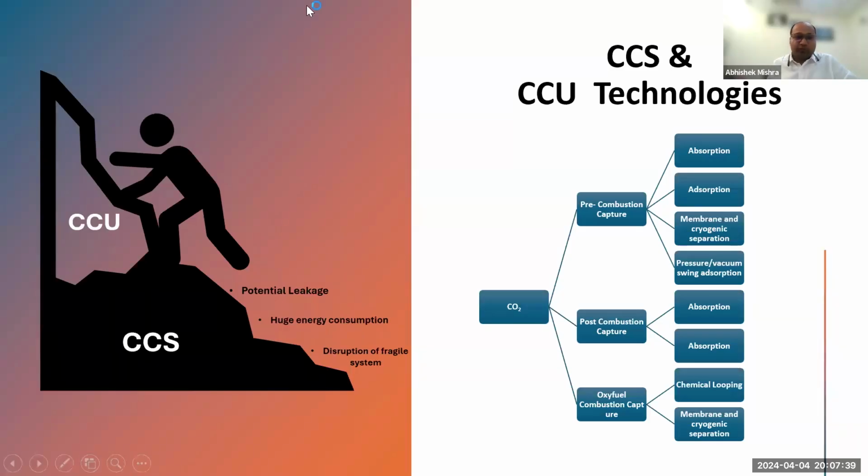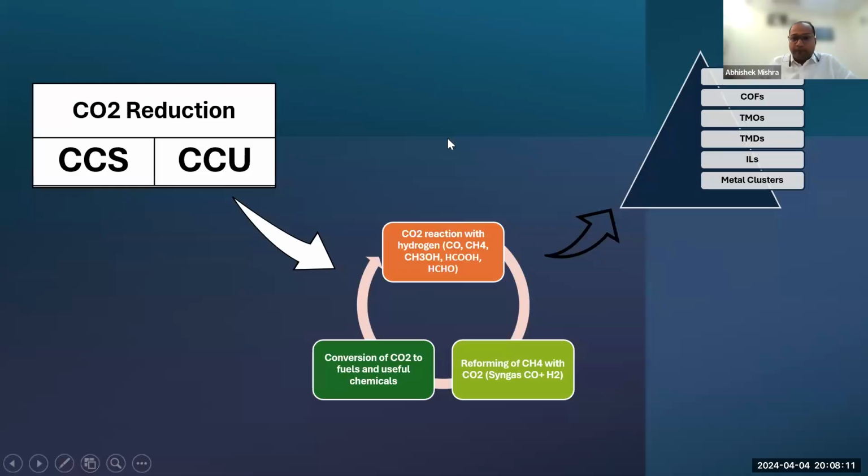Initially, as I have tried to highlight in a very simple manner, the focus was on CCS. It has some potential issues: you can have potential leakage, and huge energy consumption was required. On the right side, we are showing the different techniques to capture CO2, and then we'll be showing you the different traditional materials that people have been using in this field.